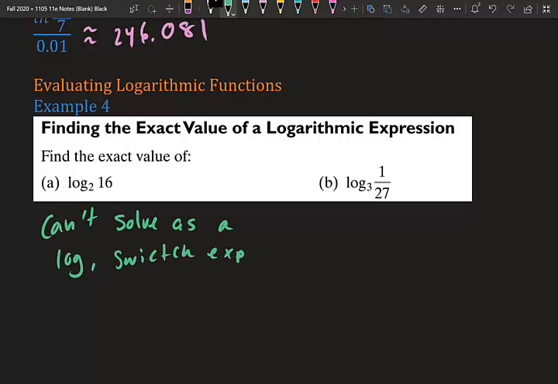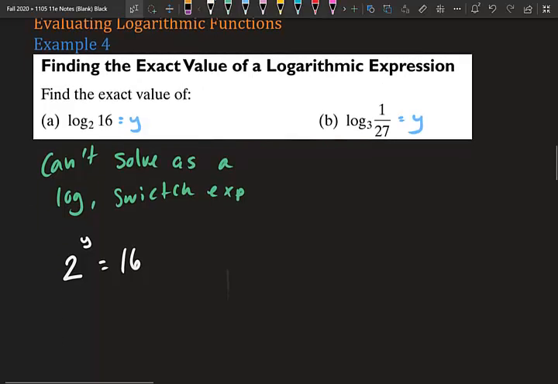So we're going to switch log base 2 of 16 to an exponent. Now in here, because we're talking about an exponent, we need it to equal something, so we make it equal y. We're totally allowed to do that. So let's switch this to an exponent. The given base is 2. What the given equals is y. What's left over is 16. We know how to solve exponents. That's why we switch it, because we actually know how to do this.